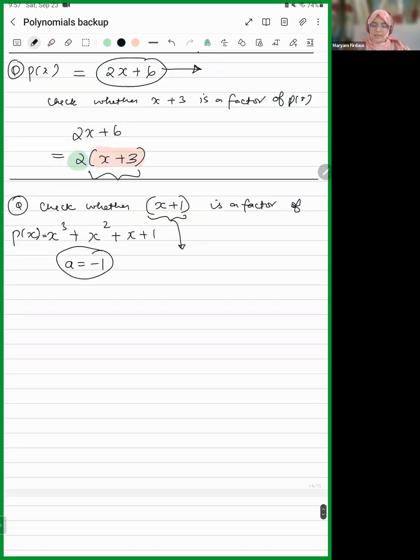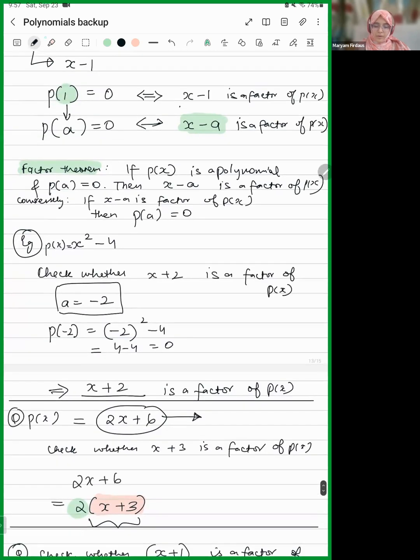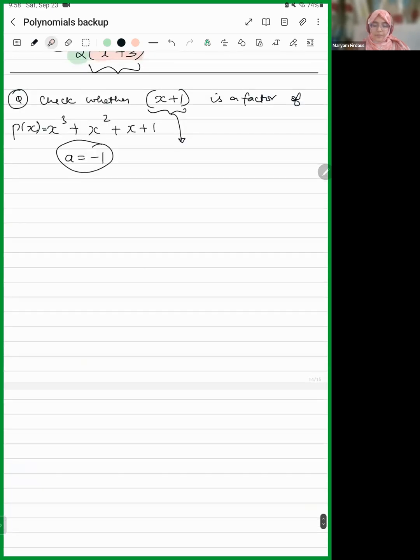We say that x minus that number is a factor. So if you say x minus a is a factor, then you have to put p of a. This is something that you have to be very careful about. Over here, we have x plus 1 is a factor, so you have to take the negative of whatever is written here. Since it is plus 1, we will take -1. A is -1. So now you put -1: P of a is basically P of -1, and you put that in place of x.